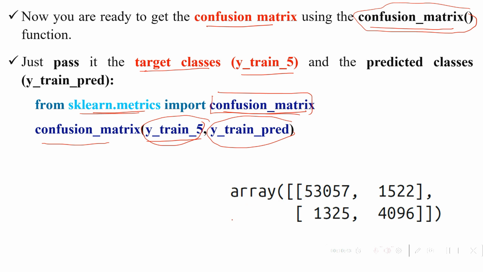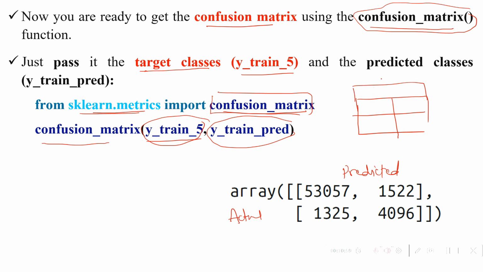So here these are called actual values, and these are called predicted values. Already we saw the meaning of confusion matrix. It contains two things: actual class labels and predicted class labels. The actual class labels are negative and positive. Here: true positive, true negative, false positive, false negative.